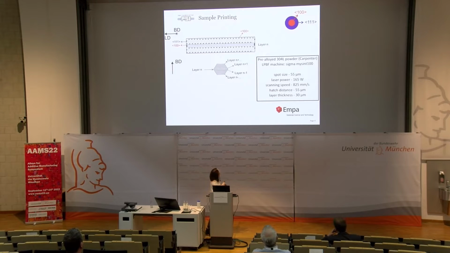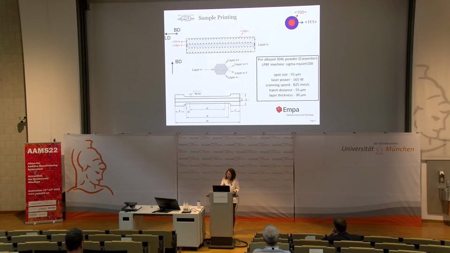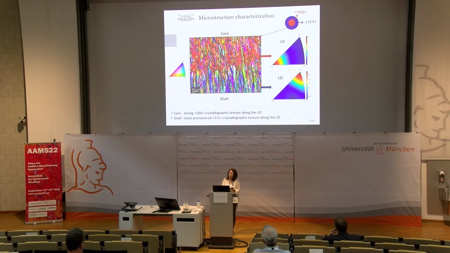These samples were built at EMPA using pre-alloyed 304 powder. After that, we machined out some dog bones to perform our tensile test. The microstructural characterization of the sample clearly shows that we can achieve these core-shell structures with a locally 1-1-1 texture in the loading direction at the shell and a 1-0-0 texture along the loading direction in the core.